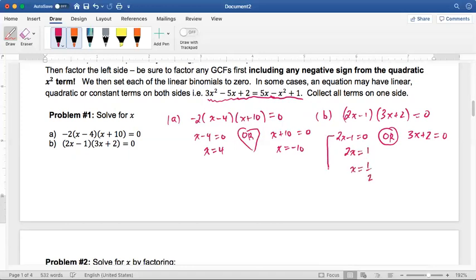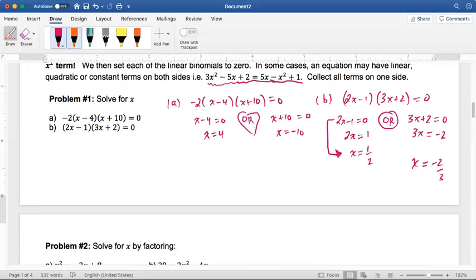As you get better with these, you'll be expected to skip this step entirely and be able to jump right to x equals 1/2 from 2x minus 1 equals 0. In fact, this one here is negative 2/3, and I'll take you there one step at a time. So 3x is equal to negative 2, and then of course divide both sides by 3, and we're done with that one.